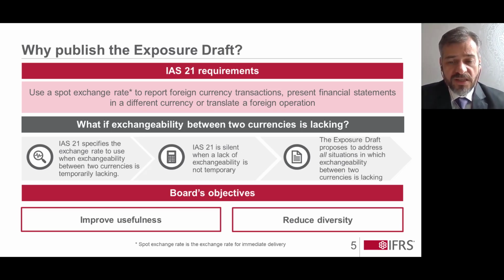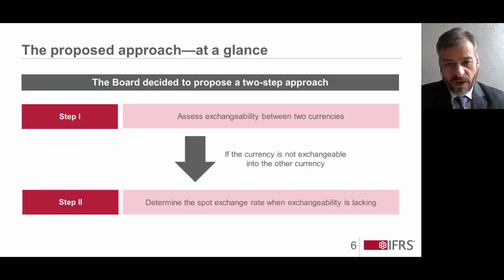So, the board has decided to propose a narrow scope amendment to IAS 21 to address all situations in which exchangeability between two currencies is lacking. The board's objective is to improve the usefulness of the information provided to investors by requiring companies to apply a consistent approach to determining whether a currency is exchangeable into another currency and the spot exchange rate to use when it is not. The exposure draft proposes a two-step approach.